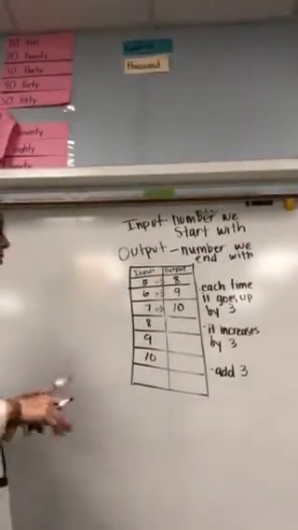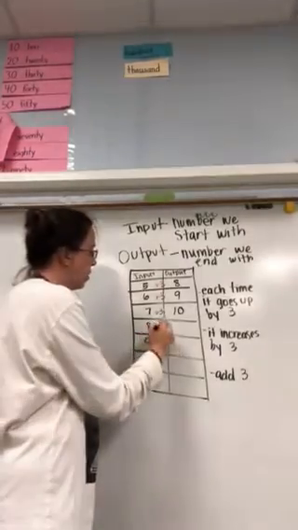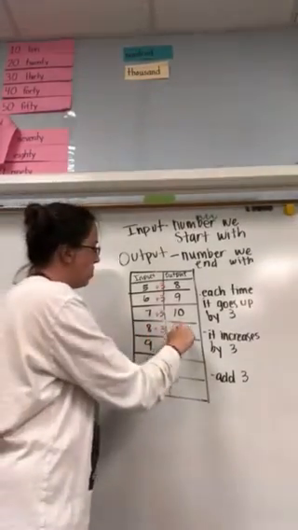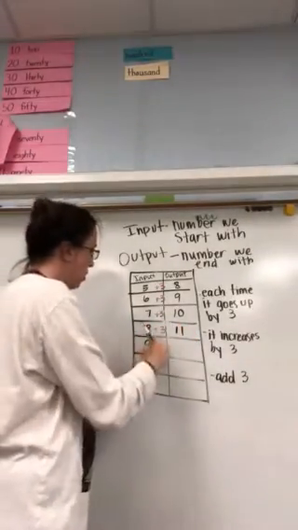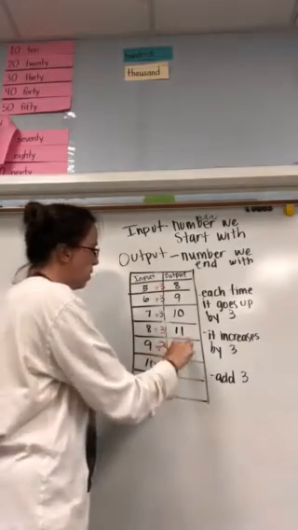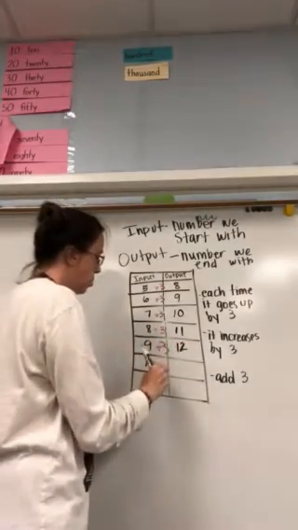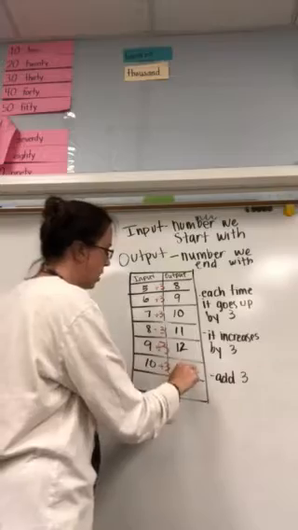Trying to get it so you can see it. There we go. All right, so let's try out plus 3 here. 8 and 3 is 11. Plus 3 here. 9 and 3 is 12. 10 plus 3 is 13.